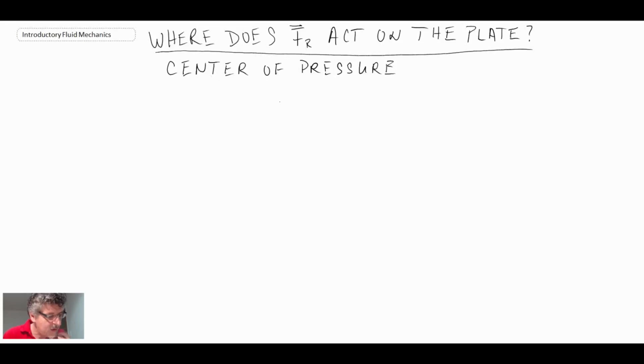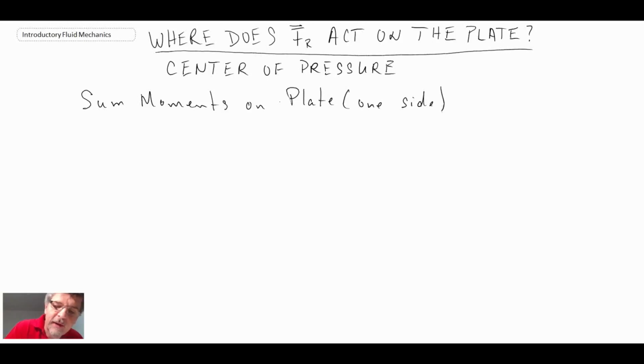In order to do that, I'm going to sum moments about the center of area of the plate. And remember, the forces are acting on one side here because we're assuming that there is no fluid on the lower side of the plate. We're going to sum moments about the center of area, which we've denoted as capital C, capital A.